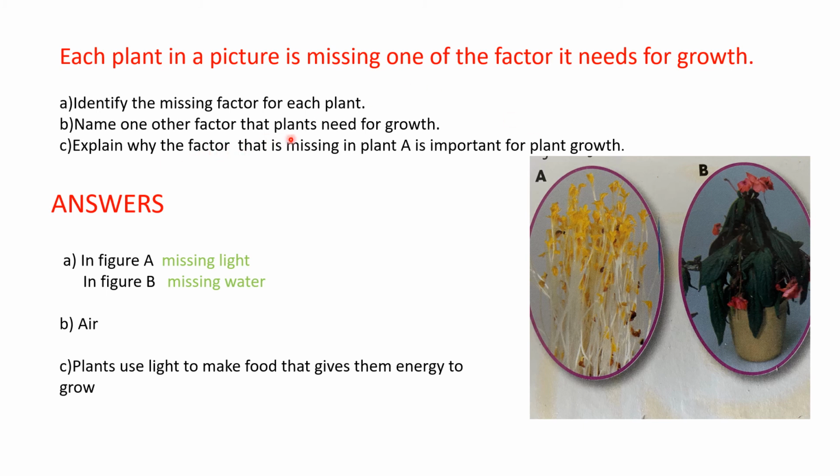Name one factor that the plants need for growth, that is air. Explain why the factor missing in plant A is important for plant growth. Because plants use the light to make the food that gives the energy to grow.